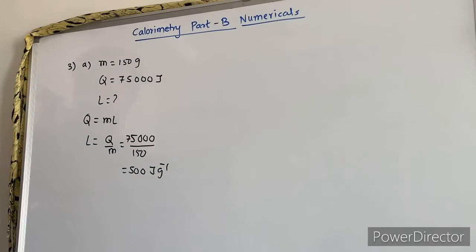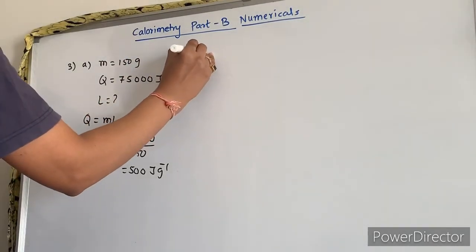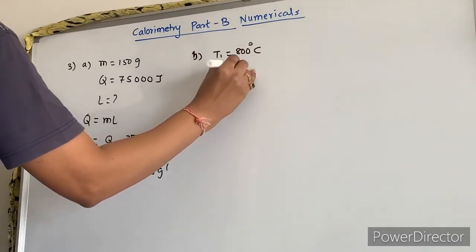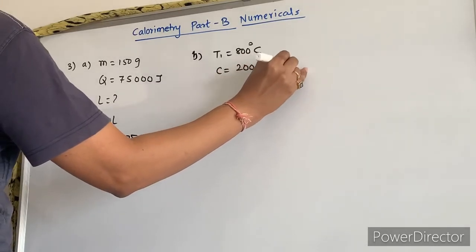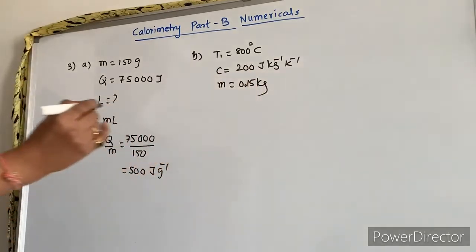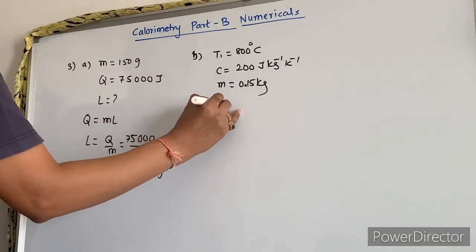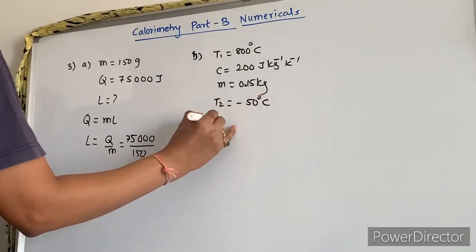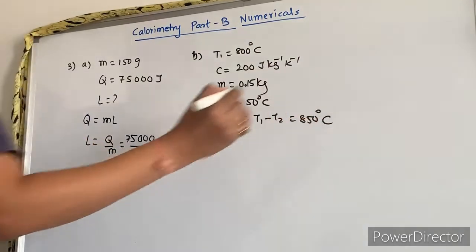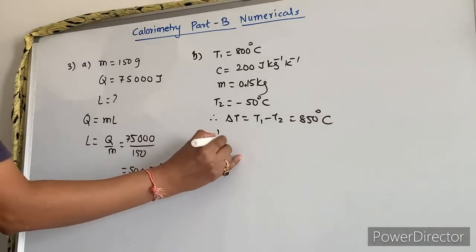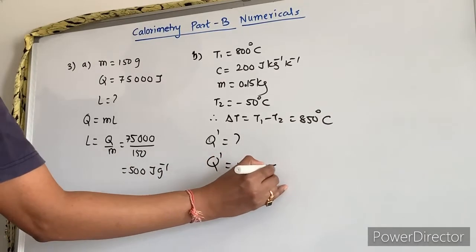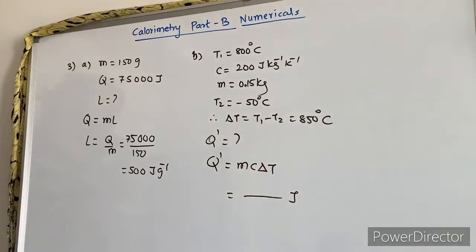In the second part, what is given? How much additional heat is removed? That is B part. Over here T1 is 800 degrees Celsius. The value of C is given as 200 joule per kilogram per Kelvin. Your mass has to be converted into kg, so 0.15 kg. Then T2 is given as minus 50 degrees Celsius. So your delta T will be T1 minus T2, which is equal to 850 degrees Celsius. They want additional heat, that is Q dash. So I can write here Q dash is equal to Mc delta T, something joule. That will be your answer. This is about third.